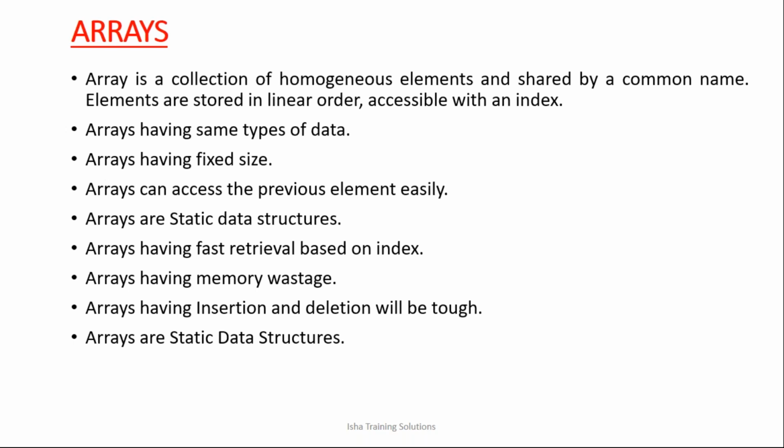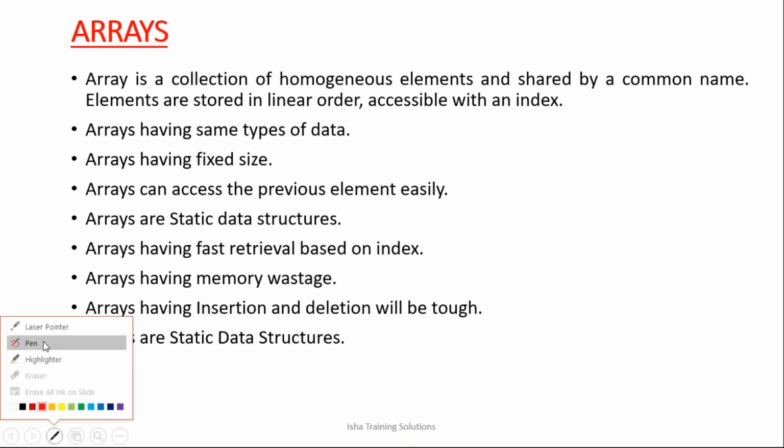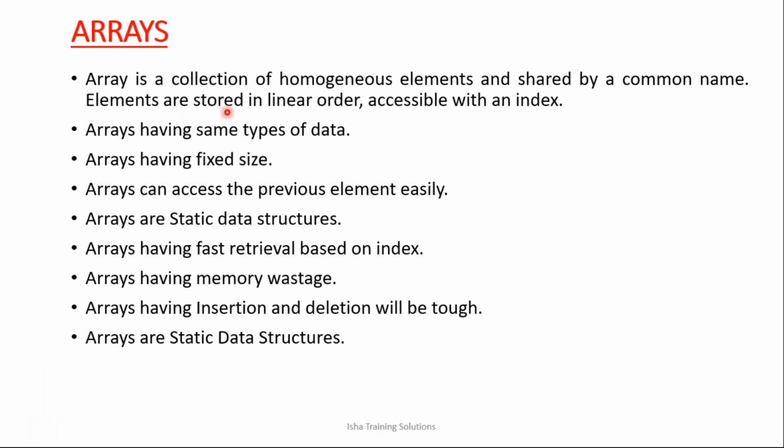An array is simply something which can hold the same type of values in a single variable. That is what the definition is like. It is a collection of homogeneous elements. Elements are stored in linear order and they are accessible with an index. So they are stored in a linear order.